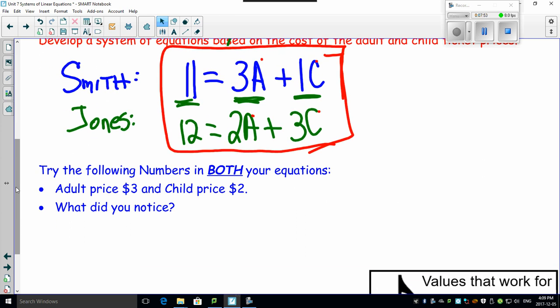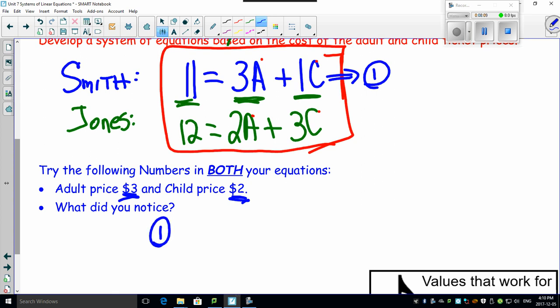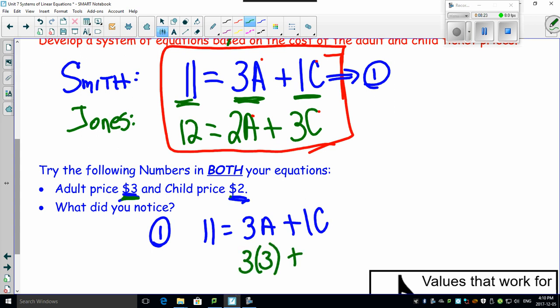It says try the following numbers in both your equations. Let's try an adult price of $3 and a child price of $2. Well, let's call this one equation number 1, which is the Smith equation. So equation number 1 says 11 equals 3A plus 1C. Now, let's put in some numbers here. There's the adult price of 3. So that means this is 3 times 3 for each adult, plus the child price of 2, 1 times 2.